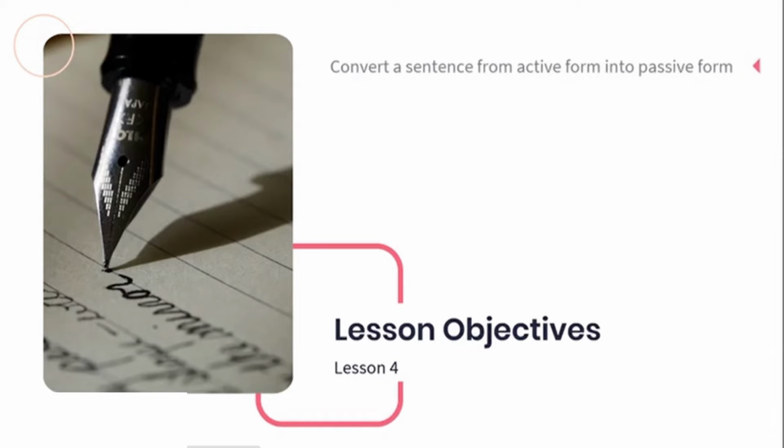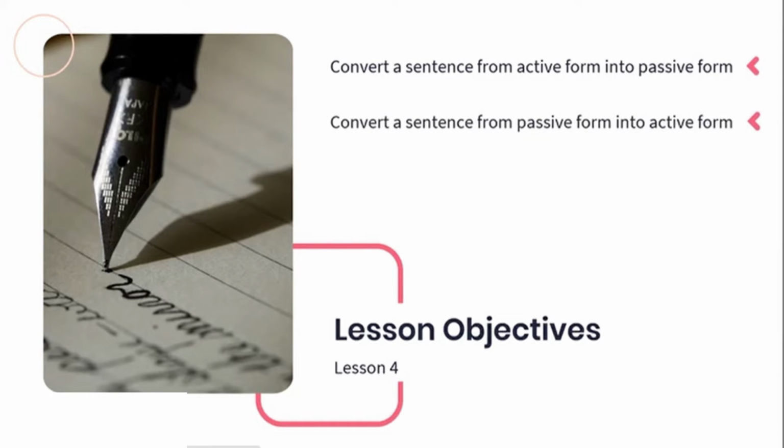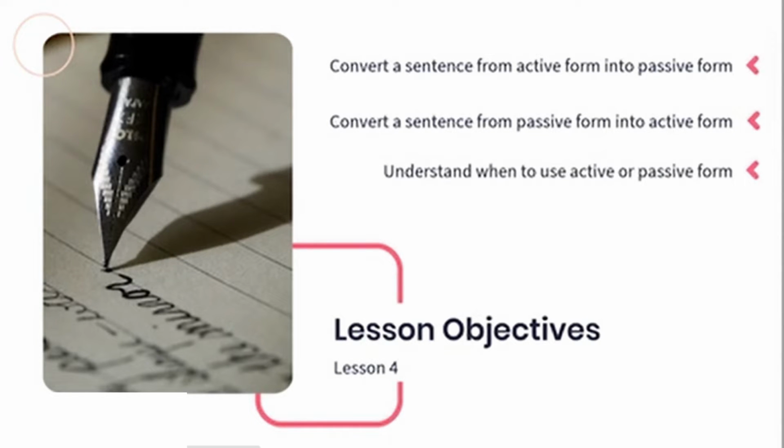You will be able to convert a sentence from active form into passive form. You will also be able to convert a sentence from passive form into active form. And you will understand when to use the active form or the passive form.